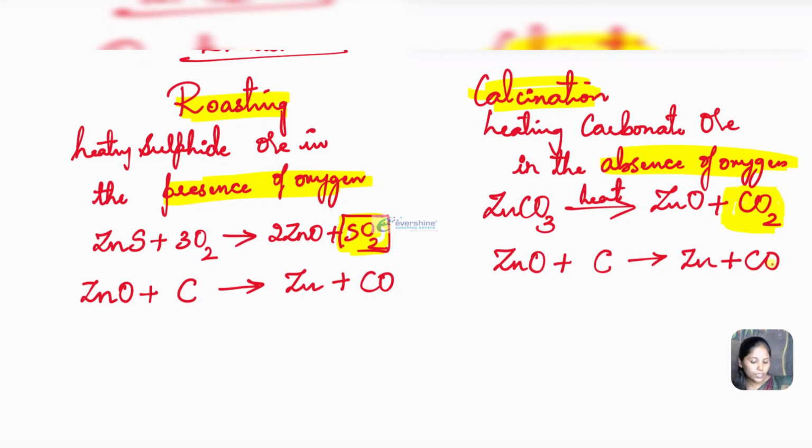So this is the difference between roasting and calcination. Roasting means heating sulfide ore in the presence of oxygen. Calcination means heating carbonate ore in the absence of oxygen. Here you can see oxygen, here there is no oxygen. The main intention is to obtain the metal from its ore. Zinc sulfide is the ore, we get zinc. Zinc carbonate is the ore, we get zinc. This is the difference between roasting and calcination.